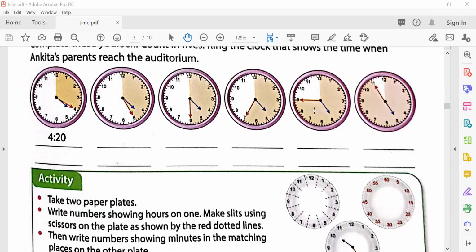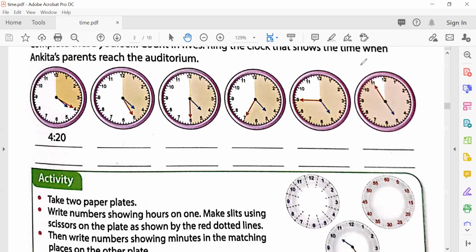And what's the time? This one? And this one is 5:45. No. It will be 4:45, not 5:45. Why? Because it's going to be 5. That's why it's not near. It's already touched it.